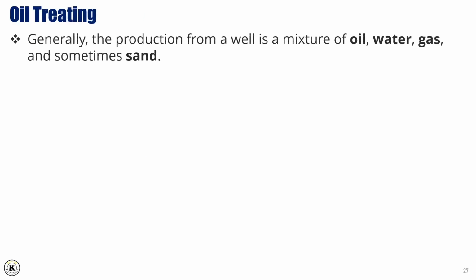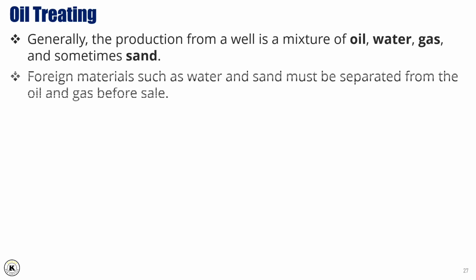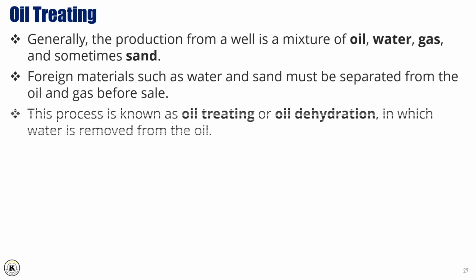Oil treating. Generally, the production from a well is a mixture of oil, water, gas, and sometimes sand. Foreign materials such as water and sand must be separated from the oil and gas before sale. This process is known as oil treating or oil dehydration, in which water is removed from the oil.